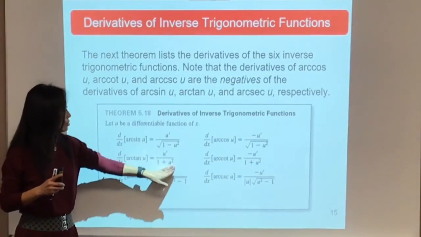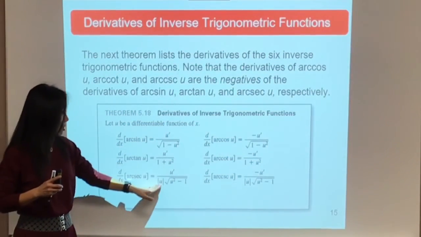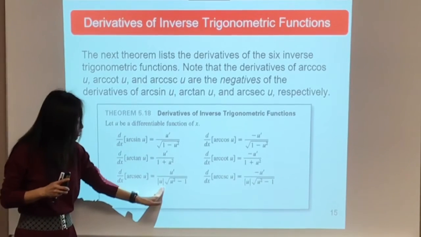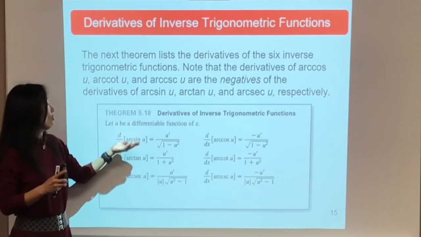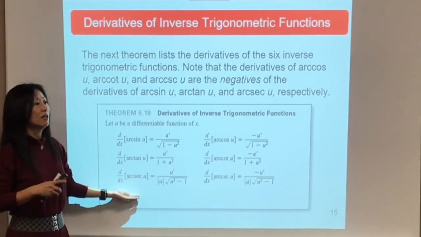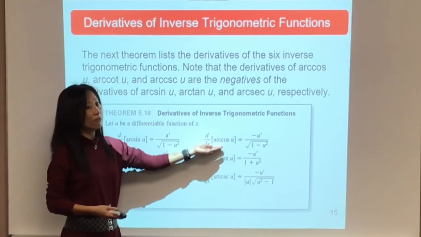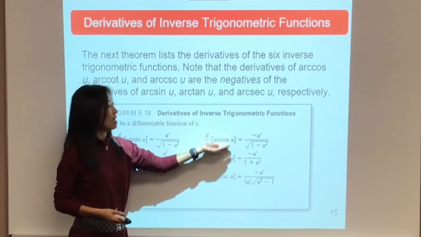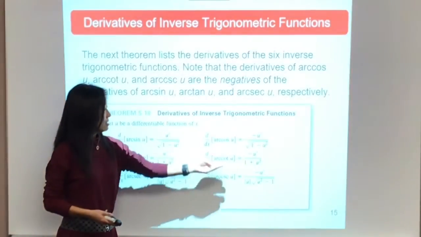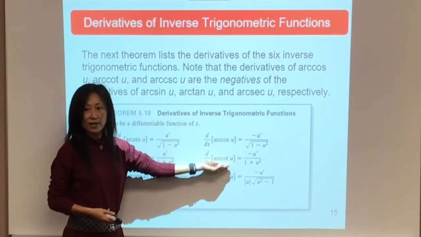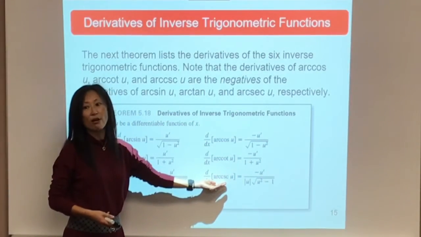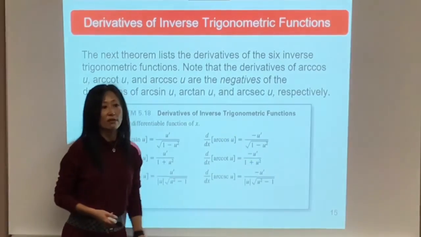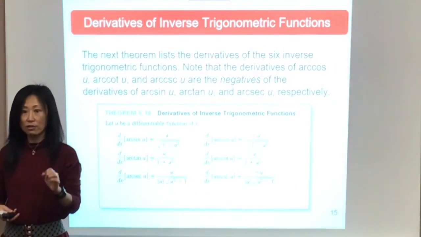All right, so 1 plus u squared is u prime. Next one is u prime, and then absolute value of u, and then square root of u squared minus 1. So you need to know arcsine, arctangent, arcsecant. But for the other ones, you just put a negative in the front. Arccosine is the same as arcsine, but you put a negative. Arccotangent, same as arctangent, just put a negative. Arccosecant, same as arcsecant, put a negative in the front. Is everybody with me? Did you memorize it?